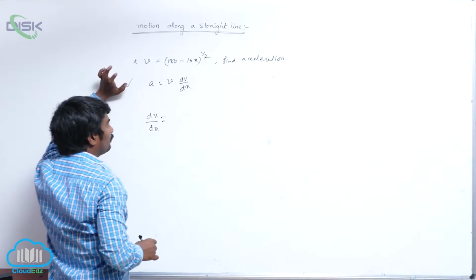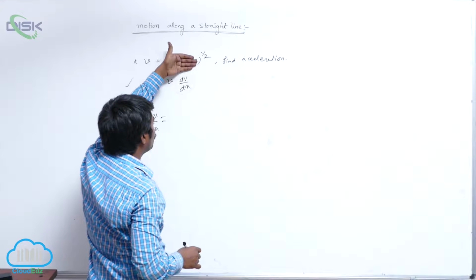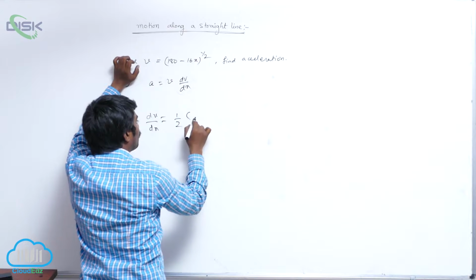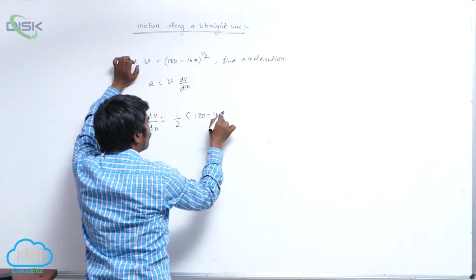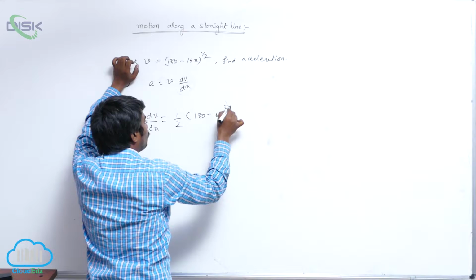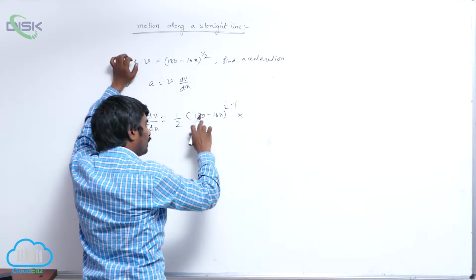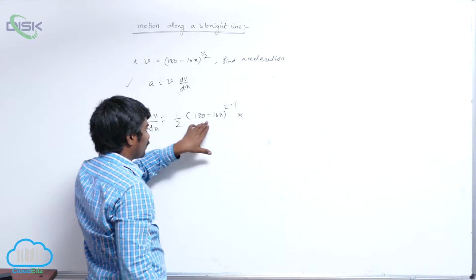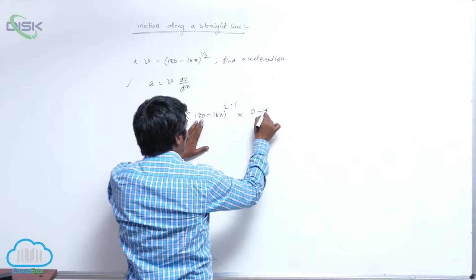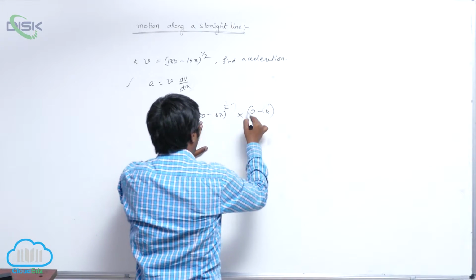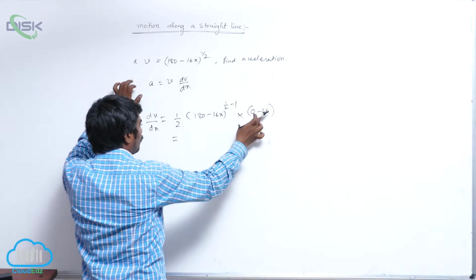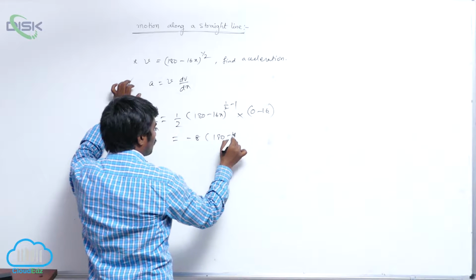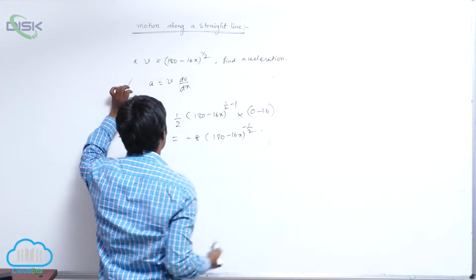Chain rule I have to apply. You take u to the power of 1 by 2, which is 1 by 2 into u to the power of, that means (180 minus 16x) whole power 1 by 2 minus 1, into again du by dx. You have to do the differentiation of this term. 180 differentiation is 0, minus 16. So what you are going to get? Minus 16 by 2 is minus 8 into (180 minus 16x) whole power minus 1 by 2.